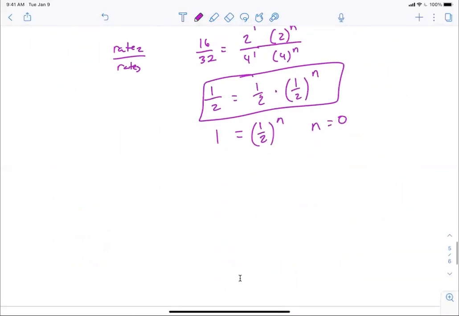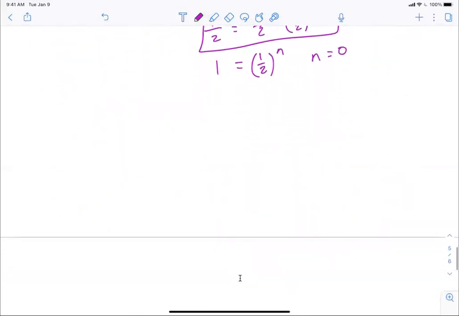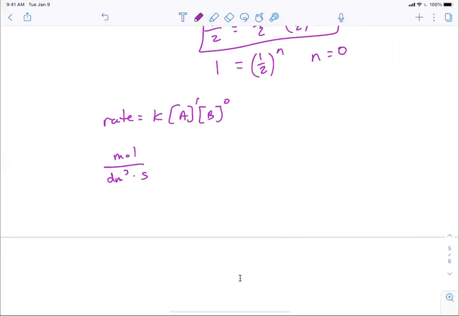Yes, sure. Solving for K units. Okay, once you find the orders, we'll stick with the same problem. A is the first power and B is the zero power. The rate is generally moles per decimeter cubed per unit time. Let's say it's seconds here. They'll usually give the units in the table as well, like molarity per second and stuff like that.